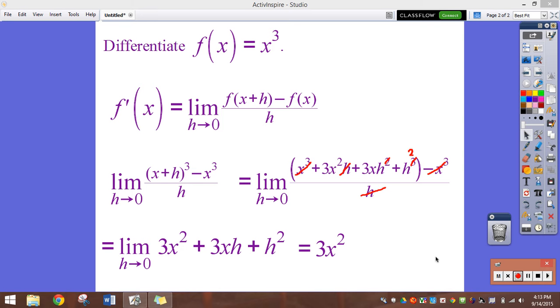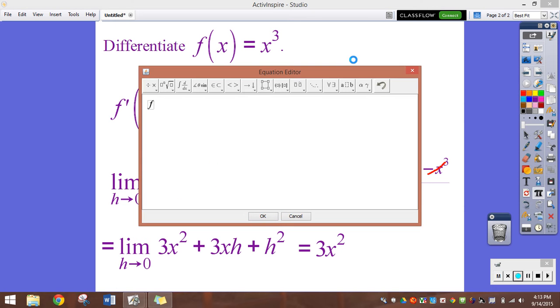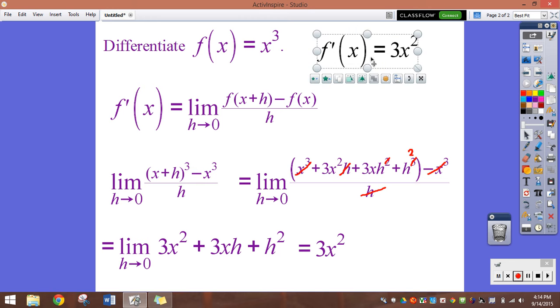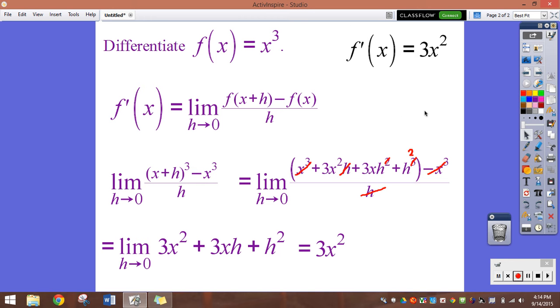So once I have evaluated the limit, I now know that the derivative of f of x equals x cubed is 3x squared. So I can write my final answer using the prime notation if I just include an f prime of x, and then equals 3x squared. And so that would be how I would use this formal definition of a derivative to differentiate a function.